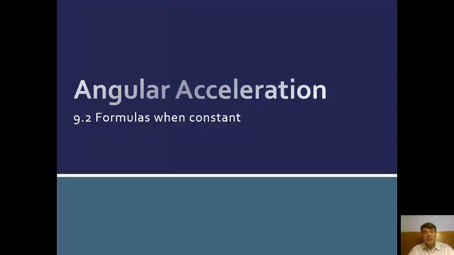Hi, in this video we want to develop some formulas for angular velocity and angular acceleration. This video roughly relates to Young and Friedman's University Physics Chapter 9 Section 2. What are formulas for angular velocity and for angular distance and so forth, assuming a constant acceleration?